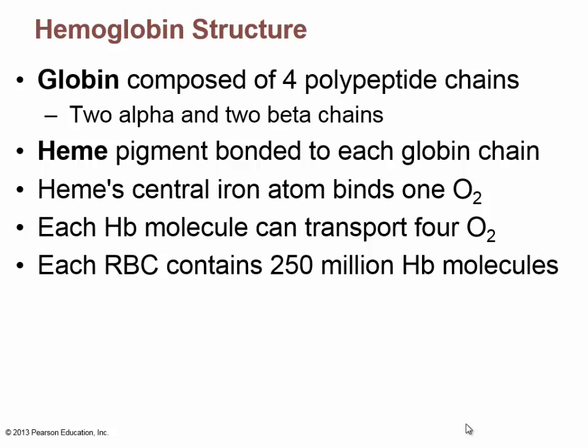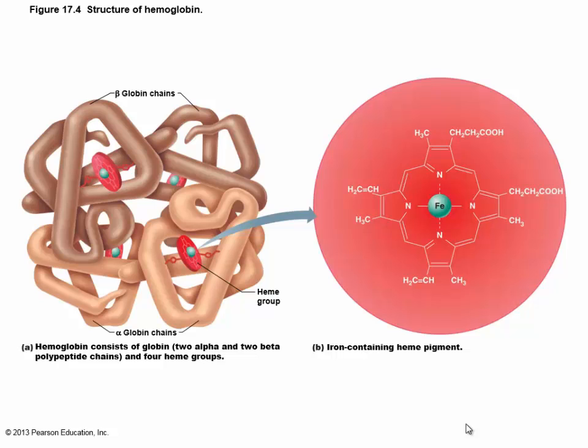So if you have one heme pigment bonded to each polypeptide, how many hemes do you have? 1 per polypeptide, or a total of 4. So I have 4 heme molecules for every 1 hemoglobin. So I got 4 hemes on 1 hemoglobin.